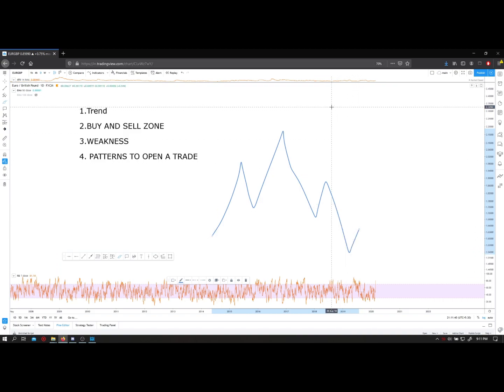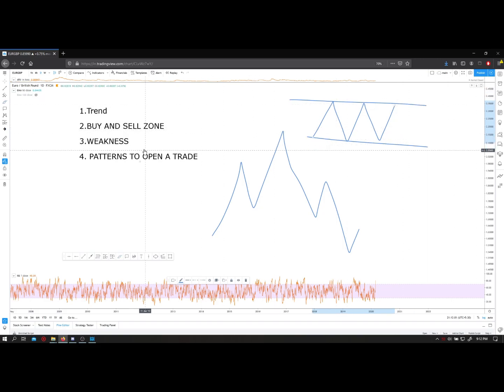And third is the ranging market, or range-bound market. This kind of market doesn't have any lower lows, lower highs, higher highs, or higher lows. It doesn't have any kind of trend. It only moves in a certain area, and we all know that the market tends to range more than it trends.